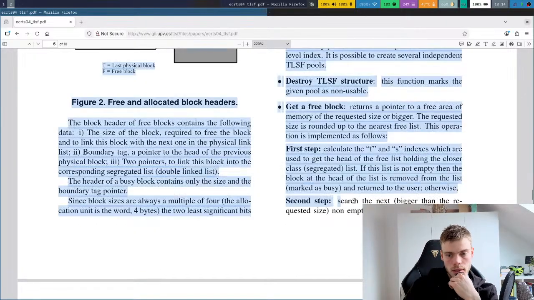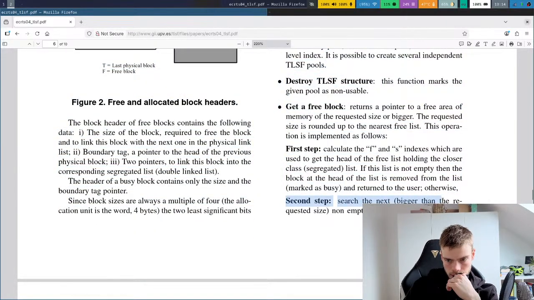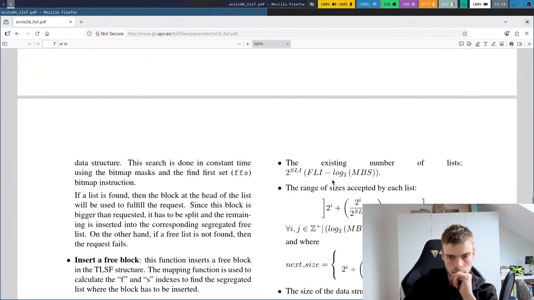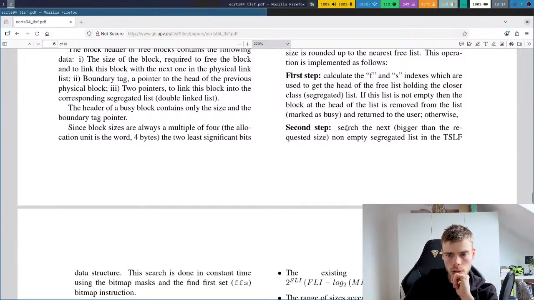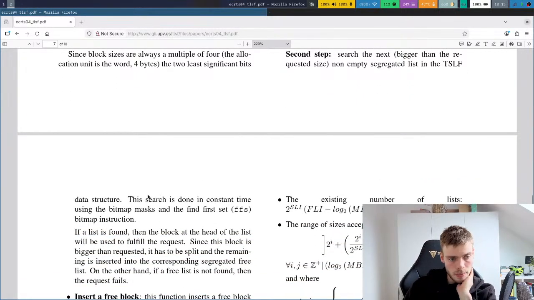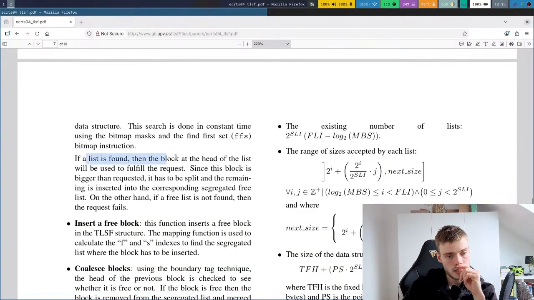second step: search for the next non-empty segregated list in the TLSF data structure holding blocks bigger than the requested size. This search is done in constant time using the bitmap masks and the find first set bitmap instruction. If a list is found, then the block at the head of the list will be used to fulfill the request.